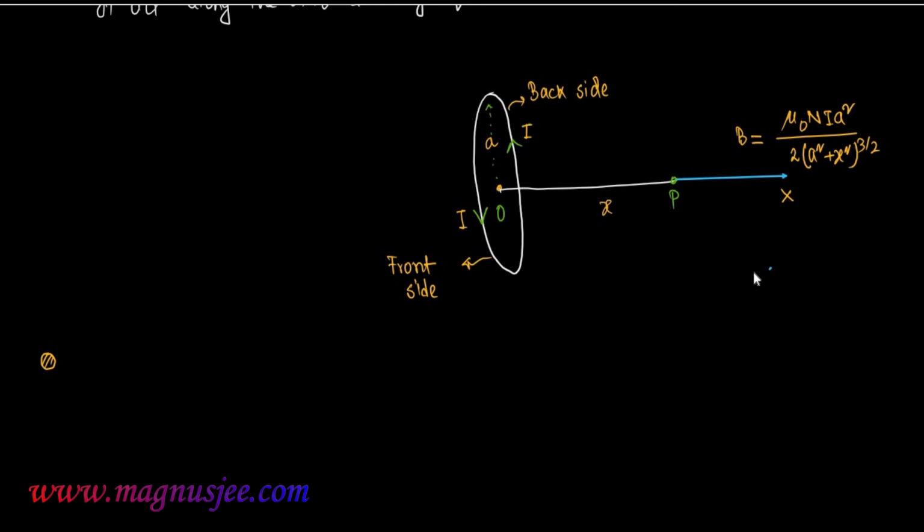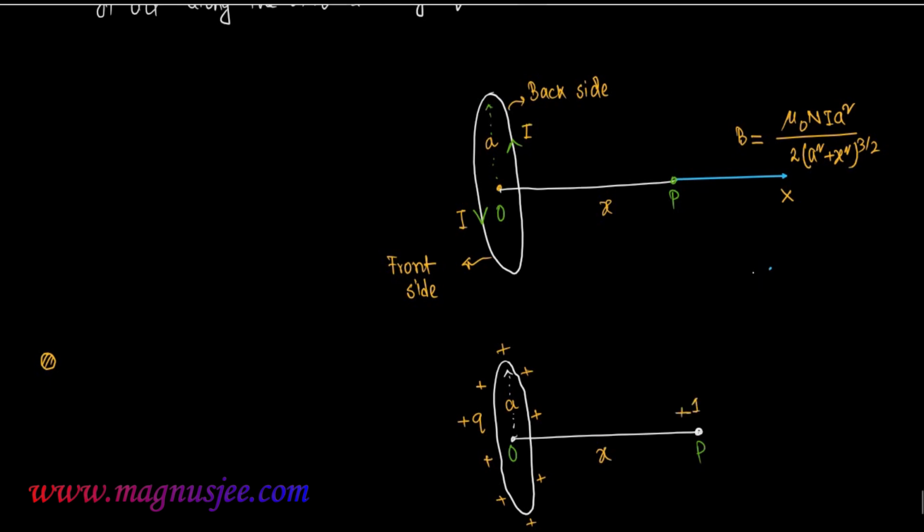Now we can compare this current carrying circular coil with a charged ring. This is a charged ring, and a charge plus q is uniformly distributed along the circumference of this ring. We can draw the axis of the ring. OP is the axis of the ring, and the point P is at a distance x from the ring. A is the radius of the charged ring. If unit positive charge, that is +1 charge, is placed at the point P on the axis, in that case electric field intensity at the point P will be E.